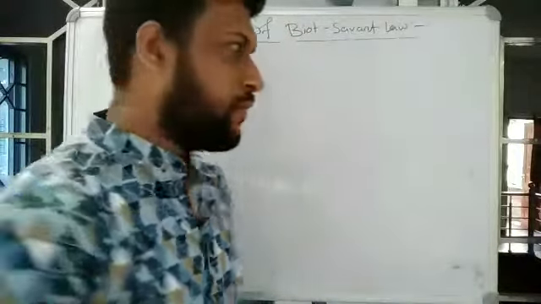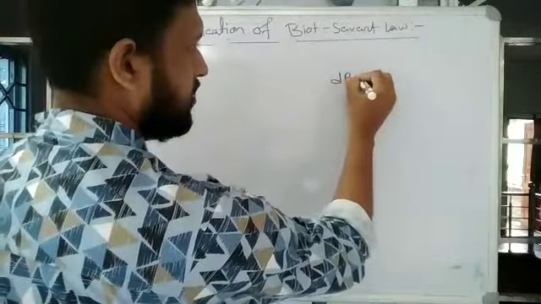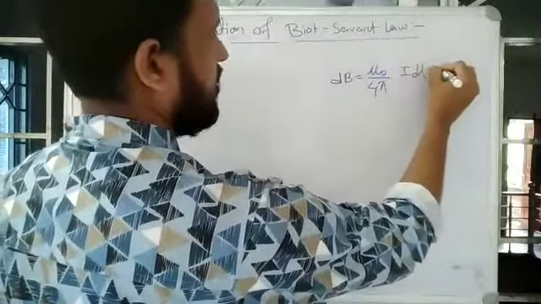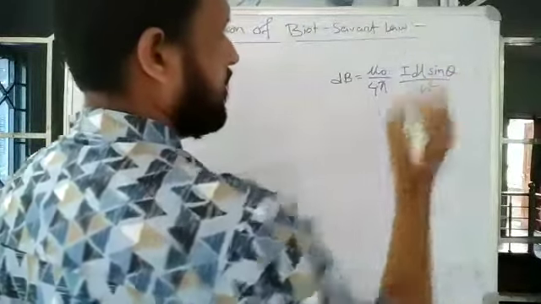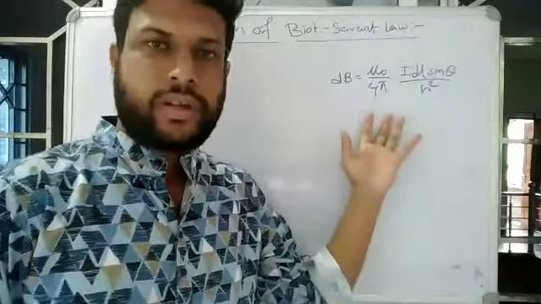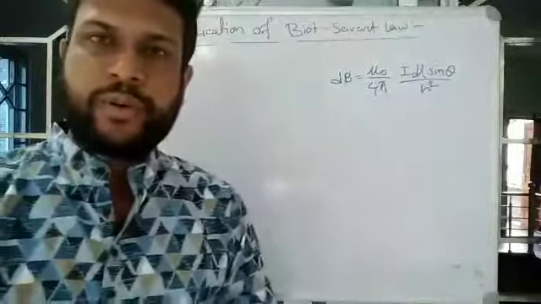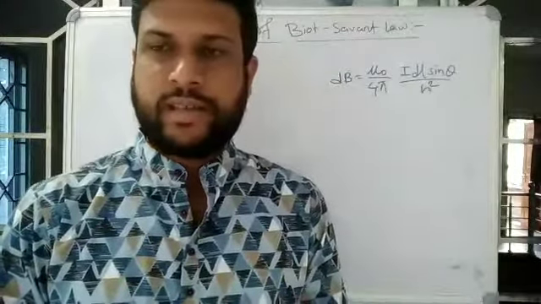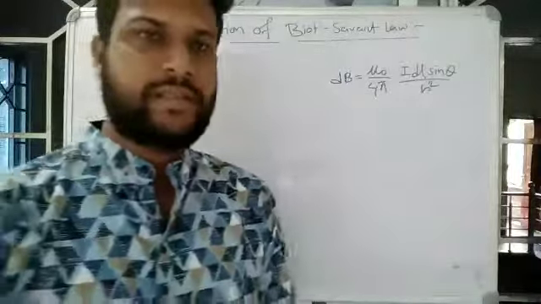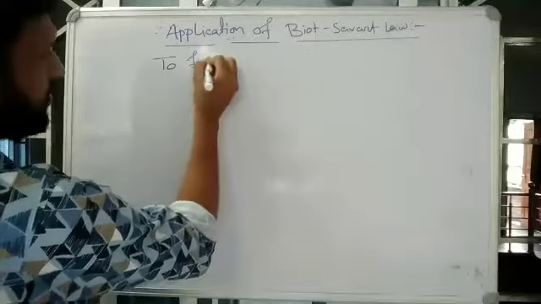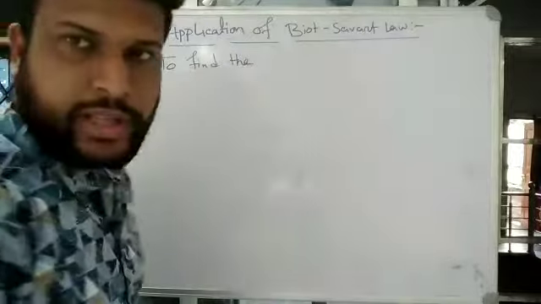If you remember, the formula was dB = (mu0/4pi) I dl sin theta by r square. So this was the Biot-Savart law. Now today we will use this formula and find the magnitude of the magnetic field for certain cases. So let us take the first case. We start with the easier one.